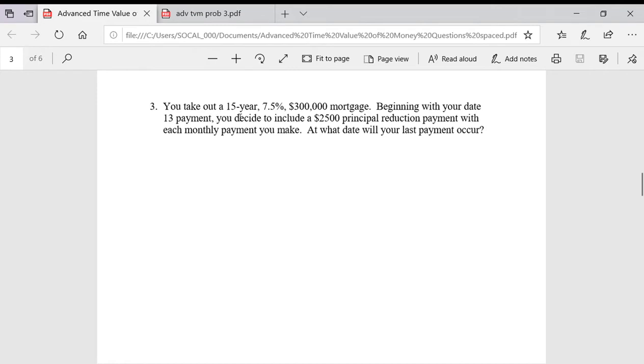You take out a 15-year, 7.5%, $300,000 mortgage. Beginning with your date 13 payment, you decide to include a $2,500 principal reduction payment with each monthly payment you make. At what date will your last payment occur? Another good problem. Okay, so let's look here at the solution.